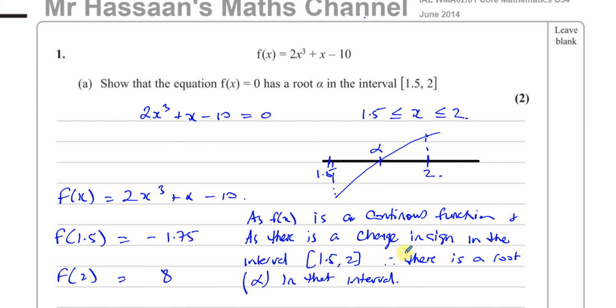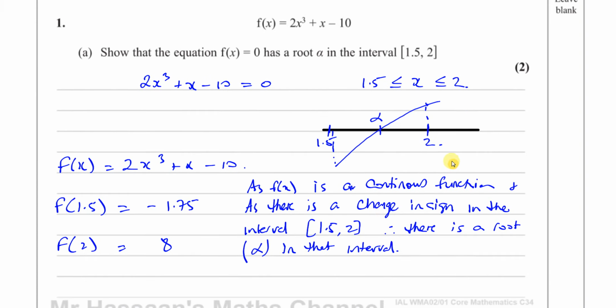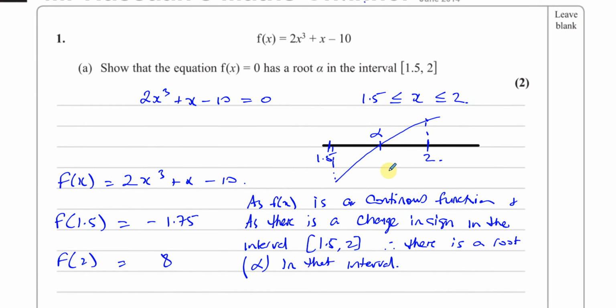Okay, so that's part A done. This is a complete answer for part A. You can see that when x was 1.5, the y value was minus 1.75. When x was 2, the y value was 8. So it must have passed through the x-axis somewhere between those two values. That's how you can prove that there's a root between them.